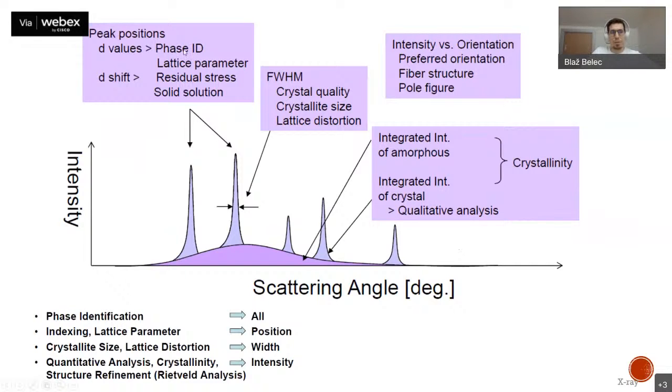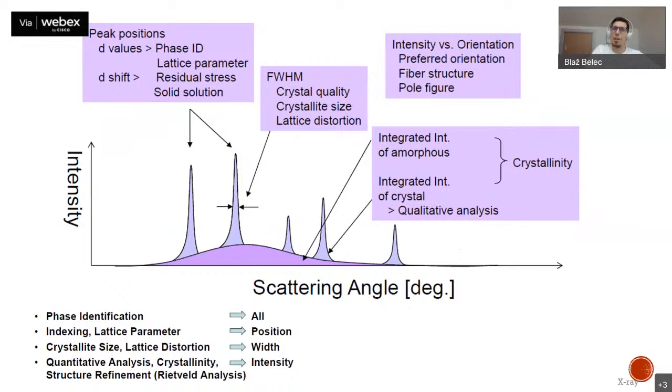From the peak position, from the D values, we can identify the phase. We can get lattice parameters from the D shift, as I told you before. For instance, when we dope the sample, we can detect that we got stress inside or solid solution detection. This is in the case of the metals. From the width of the peak, we can determine crystal quality, crystallite size, lattice distortions, even the intensity versus orientation. We can determine, for instance, in the magnetic samples, the degree of the orientation of the sample.